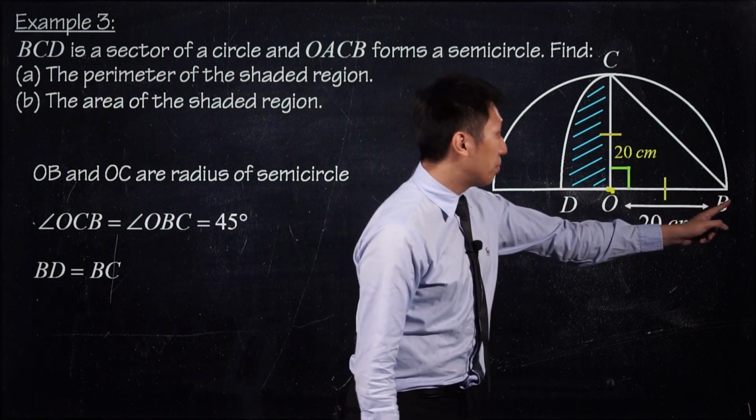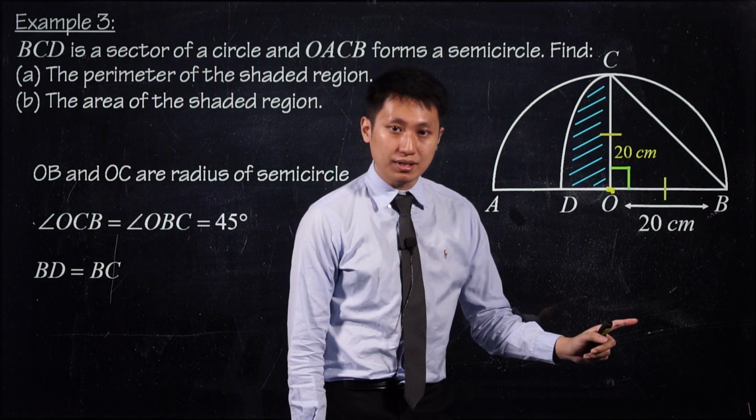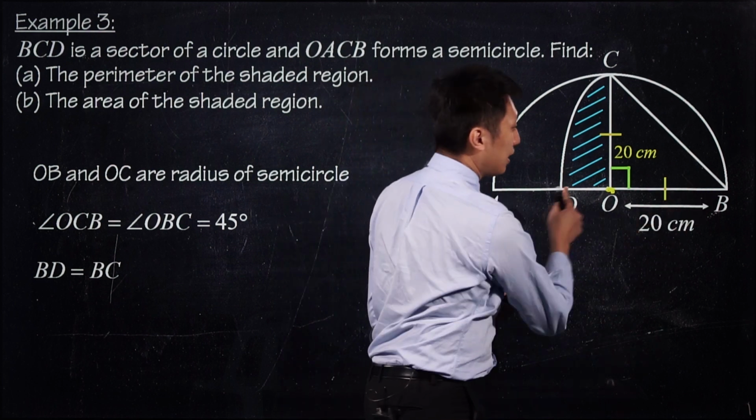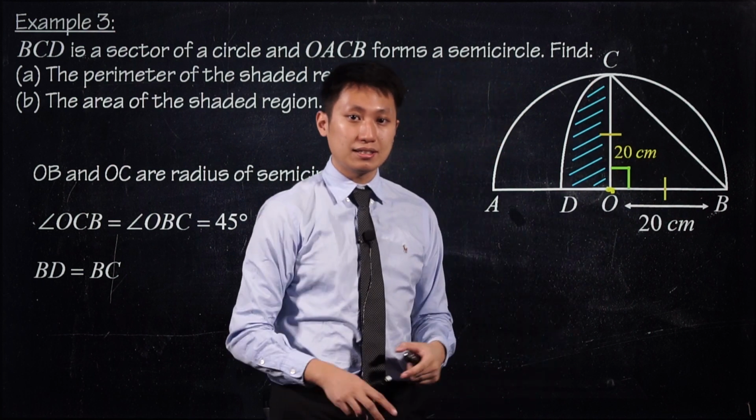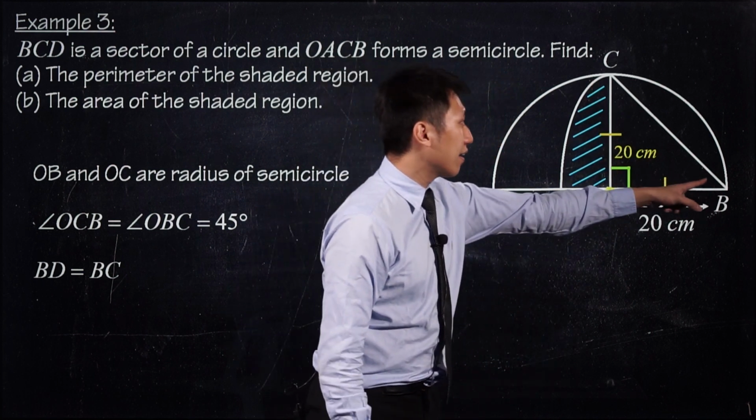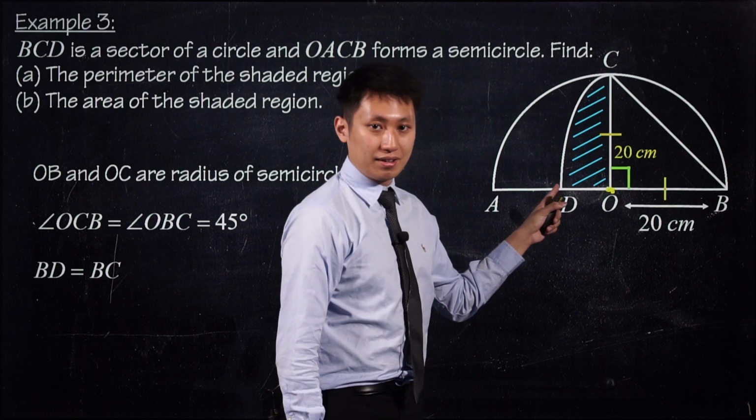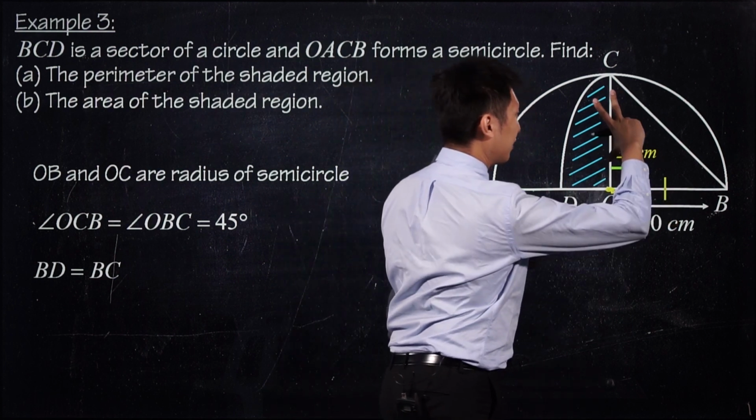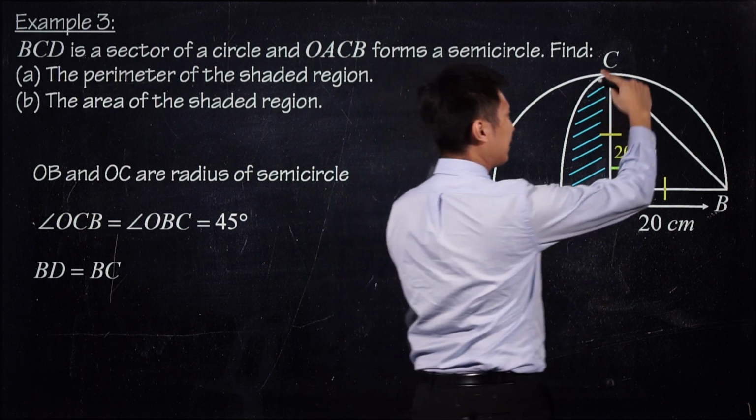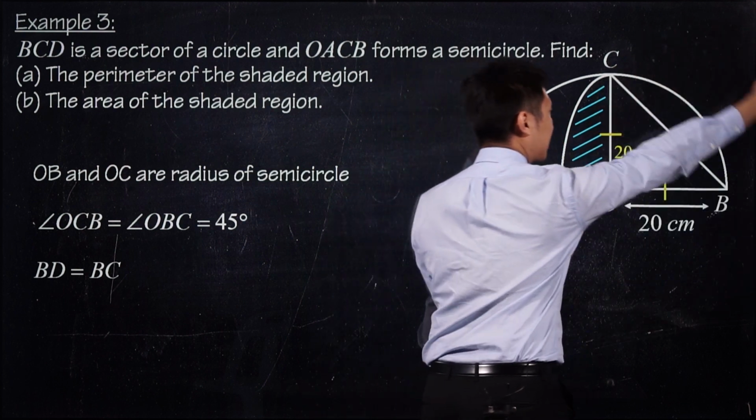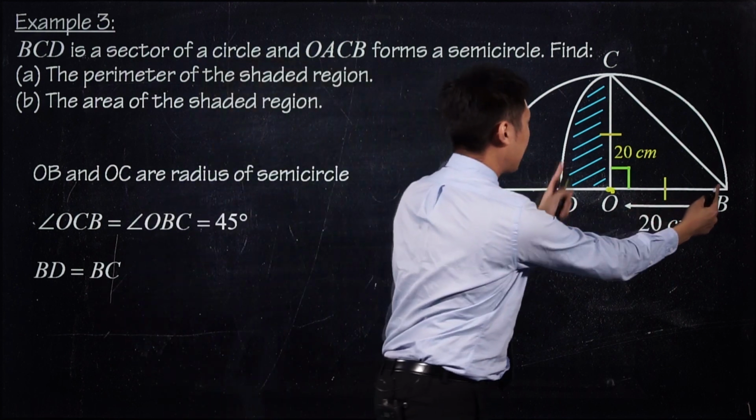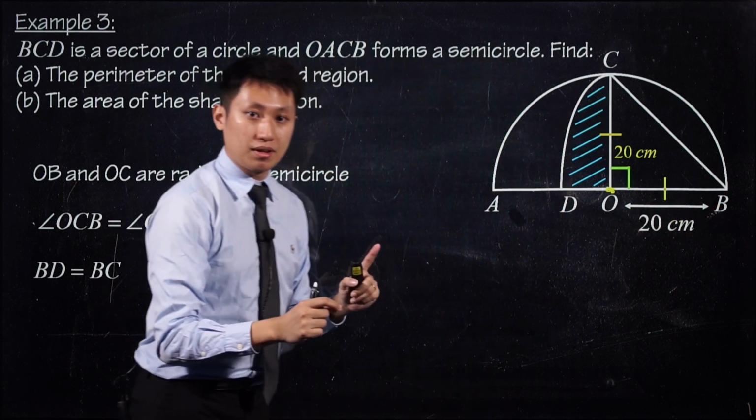BD is equal to BC because this one is a sector. So this side must be the same as this one. That's an R, and that's an R here. That R is not related to this R. That R is another circle formed here, so that's another sector. So this distance and this distance will be the same.